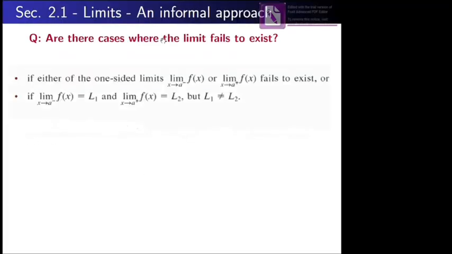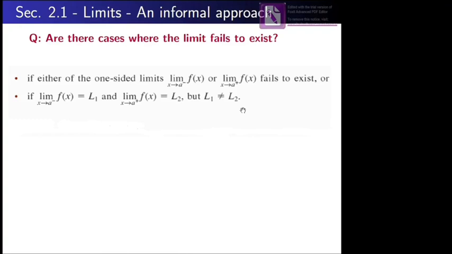So are there cases where the limit fails to exist? So we have two cases. If either of the one-sided limits, limit of f(x) when x approaches a from the left, or limit of f(x) when x approaches a from the right, fails to exist, or if the limit of f(x) when x approaches a from the left is equal to L1, and the limit of f(x) when x approaches a from the right is equal to L2, but L1 is not equal to L2.